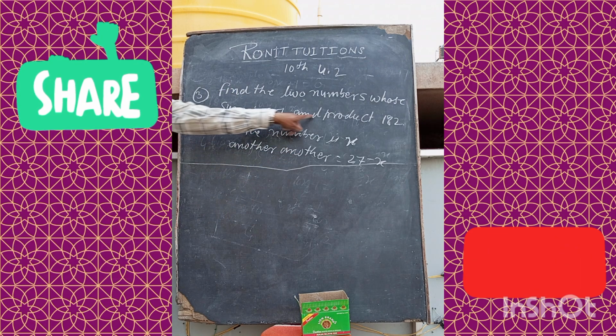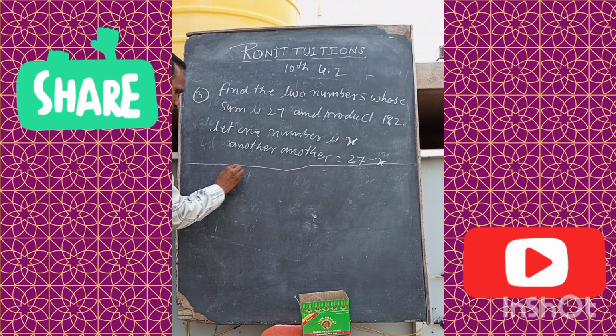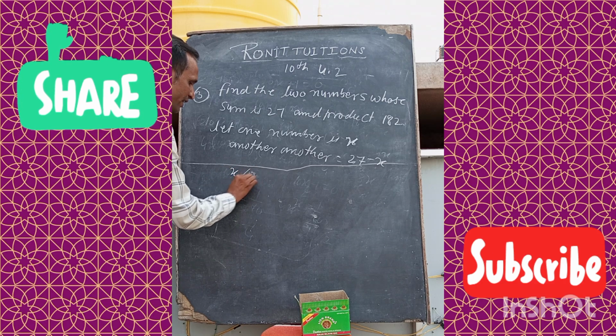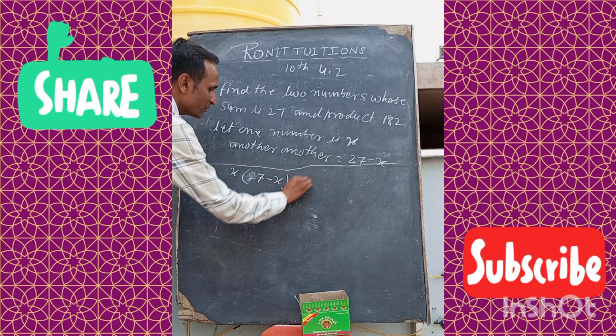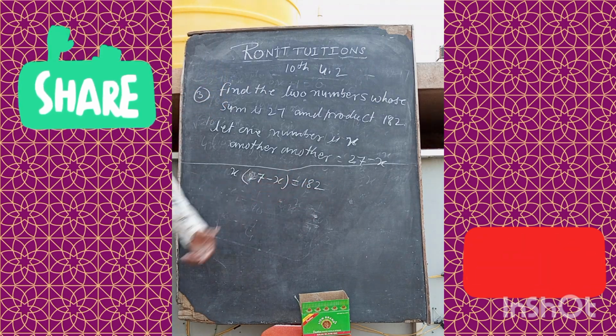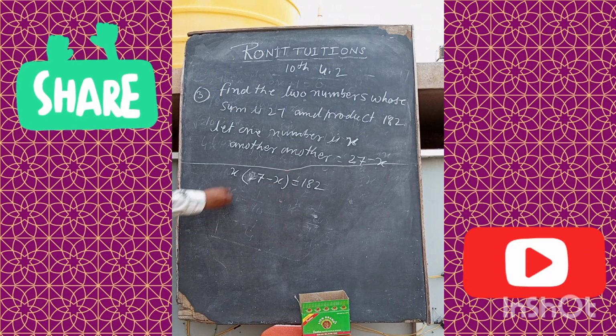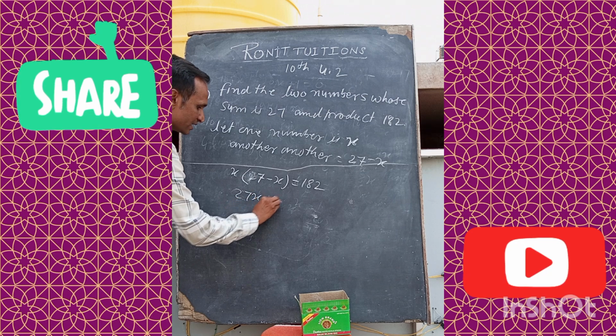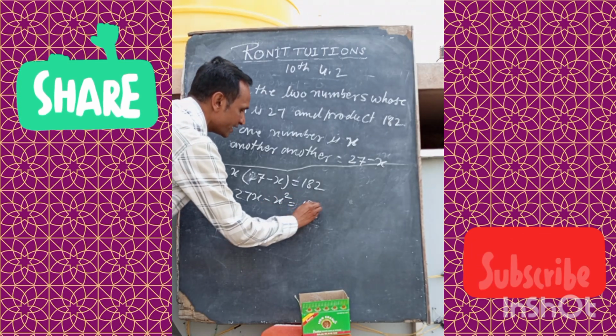Now we use the product. One number is x, and the other number is 27 minus x. The product is given as 182. This is the equation we get. We are solving this equation. So 27x minus x square is equal to 182.